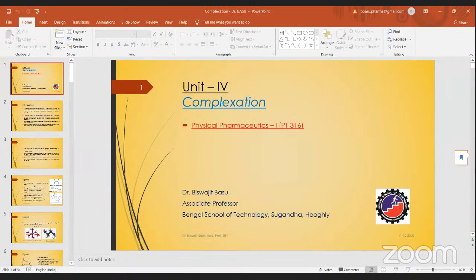Sir, caffeine increases the solubility of para-amino benzoic acid, or PABA, in water by complexation. Yeah, very good. Caffeine and PABA complex. So we can increase the solubility of PABA by the help of complexation with caffeine. Okay. Then how to decrease toxicity by the help of complexation?